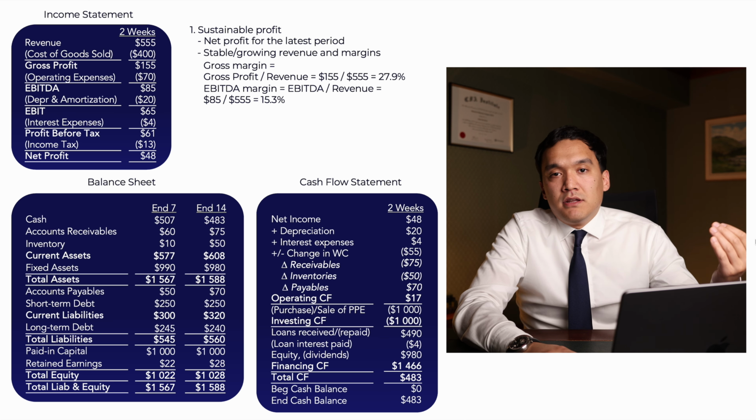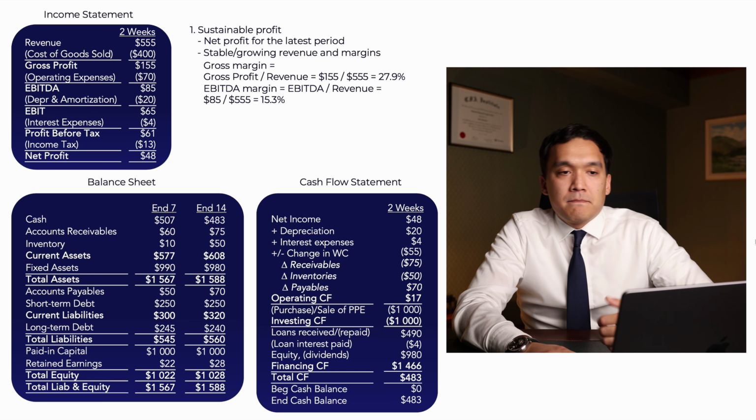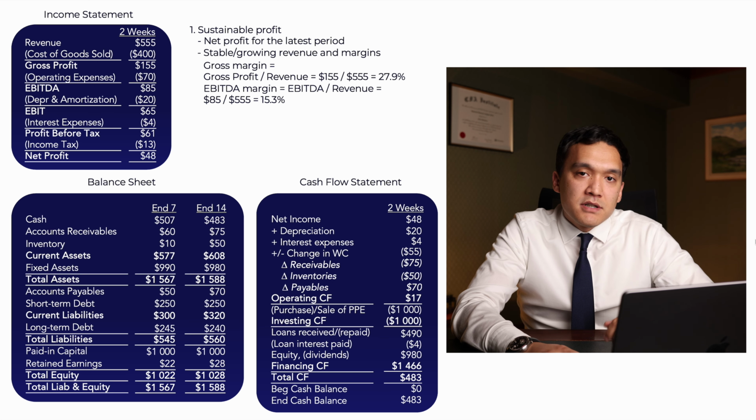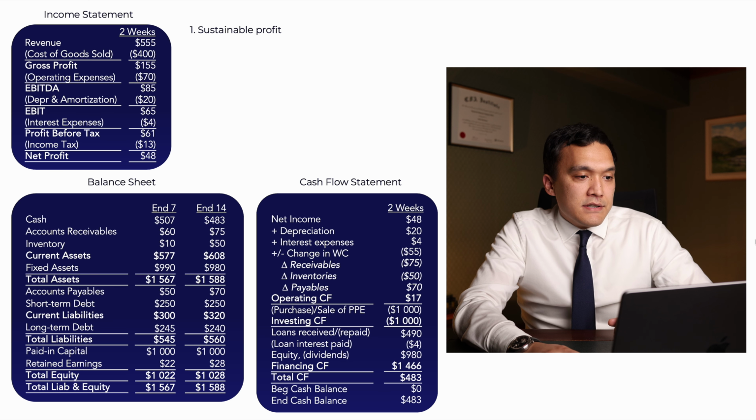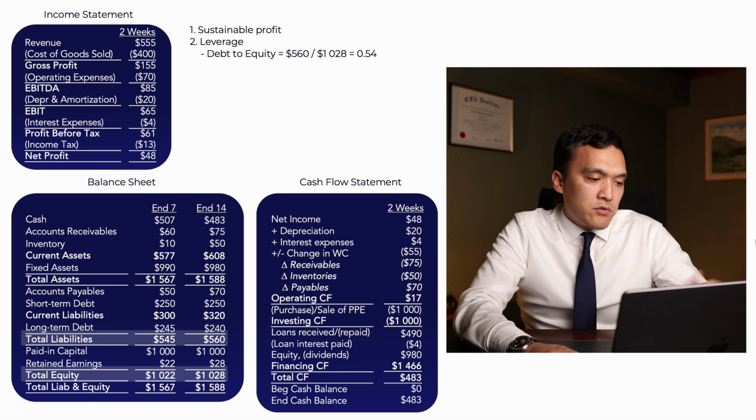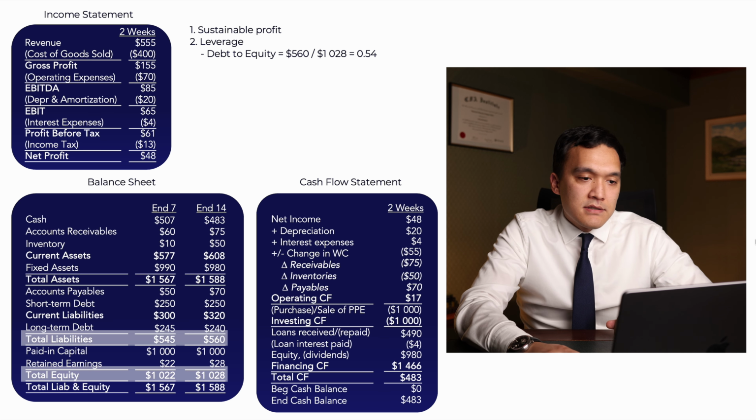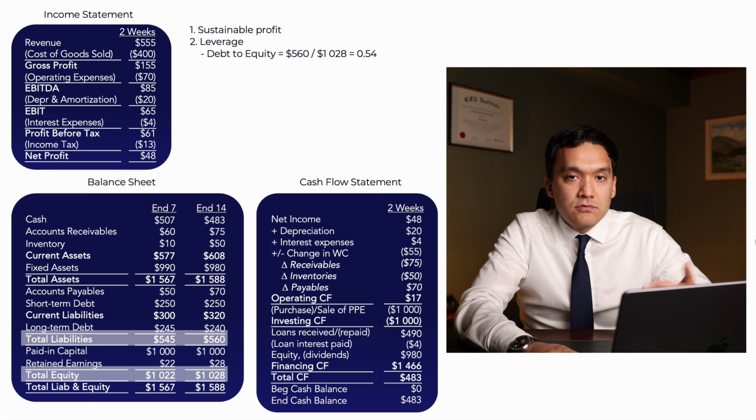And again, if the EBITDA margin is declining, that would indicate some problems and we again would need to look into this. Second is leverage. So first ratio I would look at is debt to equity. We would compare liabilities with equity, and in our case it's 0.54, which is a good ratio. It would mean that we have more equity than liabilities, which is always good.